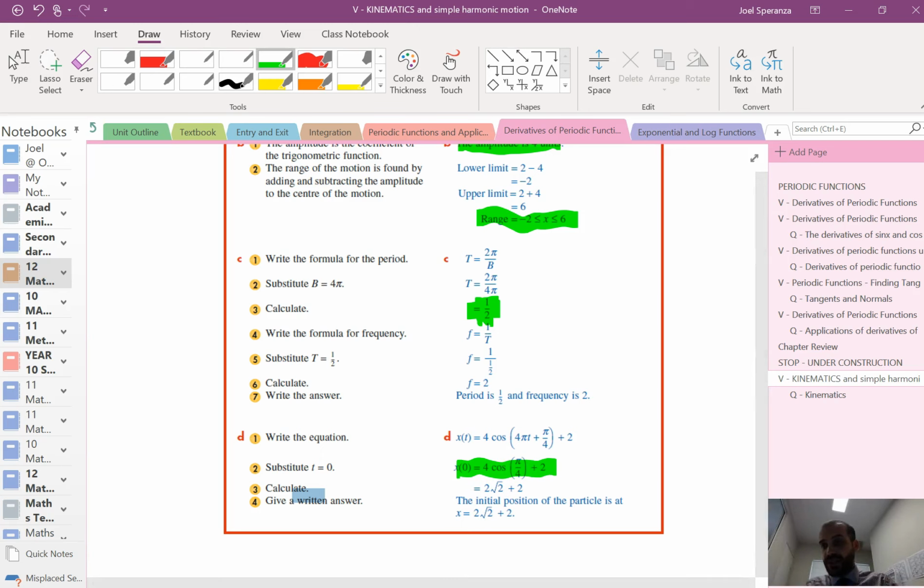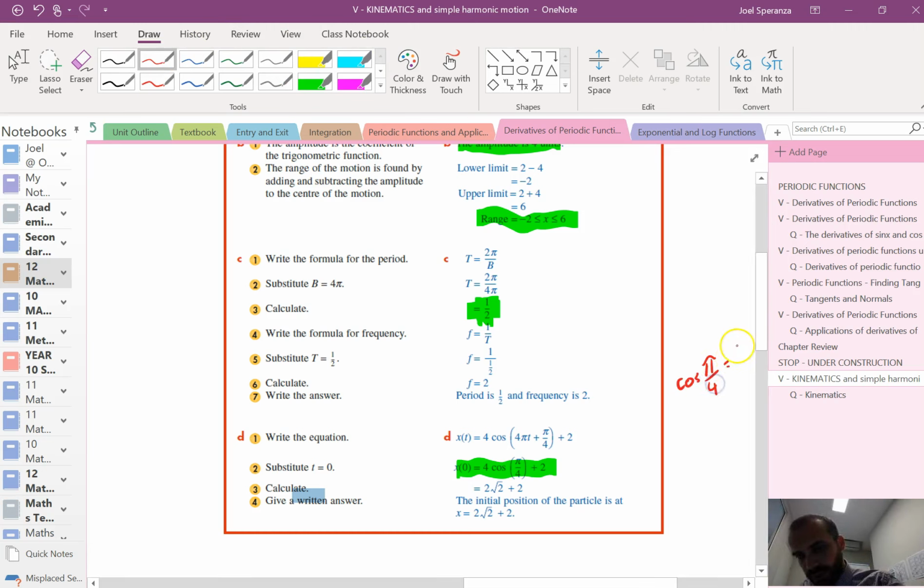Now, you should know that cos(π/4) is 1 on root 2. You should know that from your standard triangles and from the work we did all the way through year 11. Cos(π/4) equals 1 on root 2. Now, 4 times that will equal 2 root 2. That means that our position at time 0 will be 2 root 2 plus 2. And that's our final answer. It's an exact answer, not a decimal approximation.